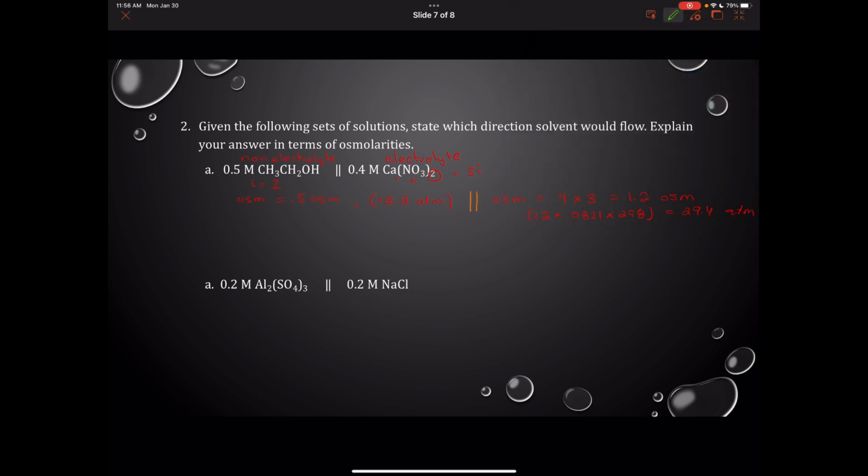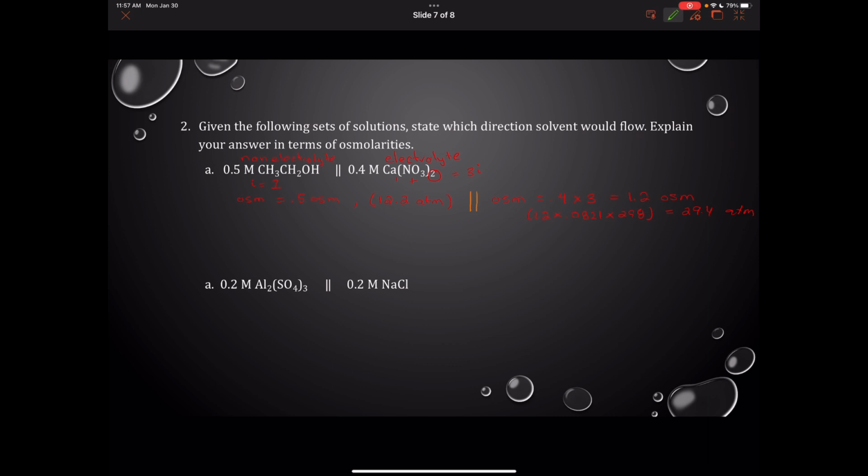So when we're judging the direction of flow, we're comparing the osmolarity or the osmotic pressure. We can actually simplify this to the osmolarity because we're looking at the same temperature, and R is a constant, so those remain the same. So really it's the concentration and the i value that is impacting our flow direction. My solvent will flow from the low side to the high side.